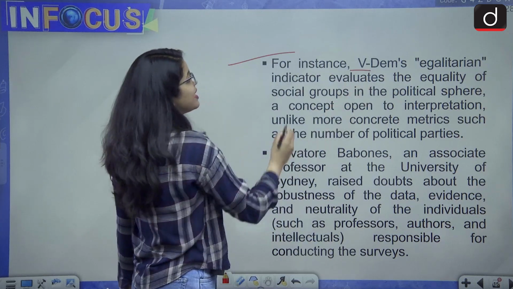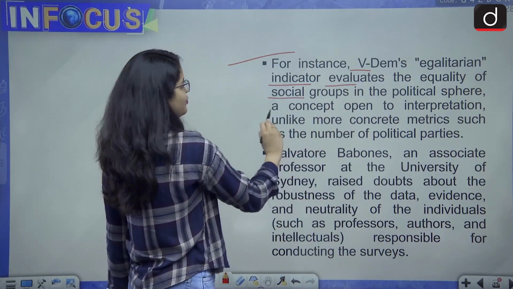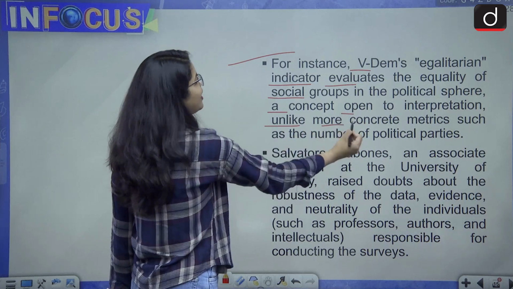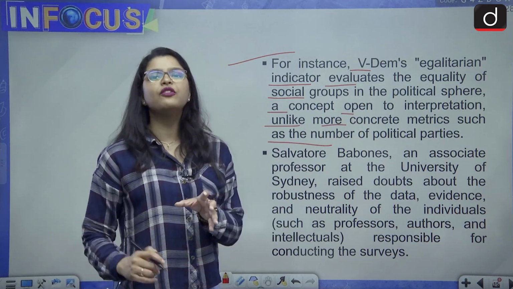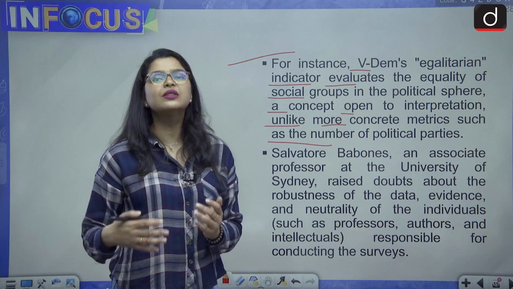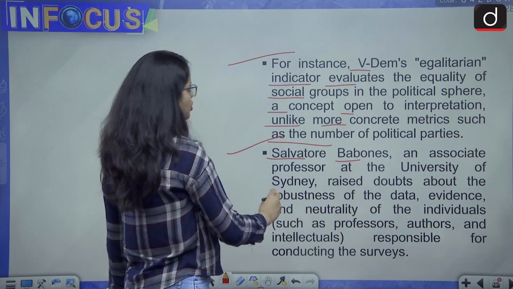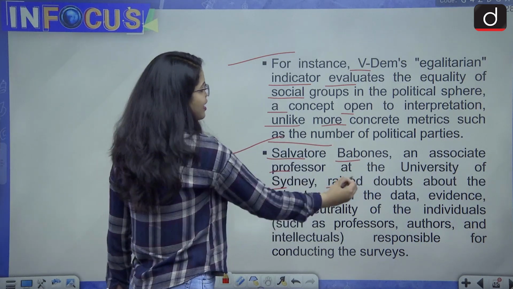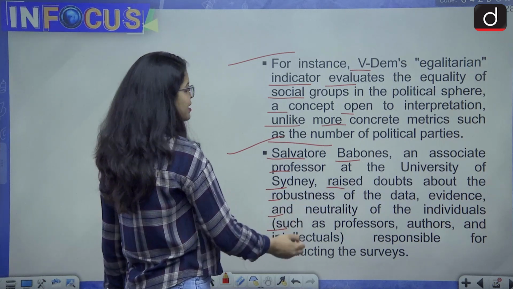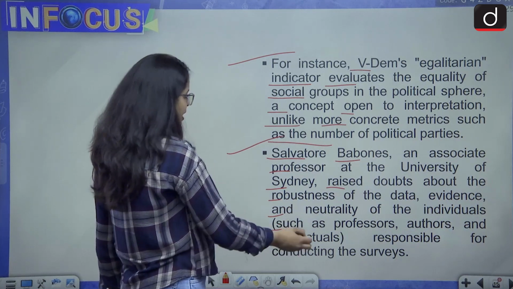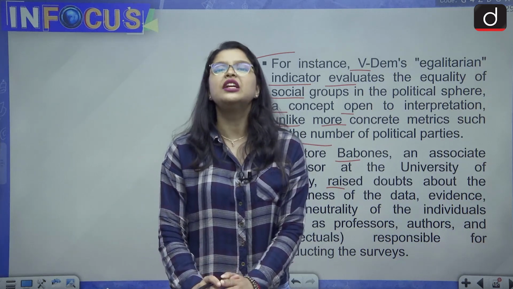if you talk about V-Dem's egalitarian indicator, it evaluates the equality of social groups in the political sphere, a concept open to interpretation unlike more concrete metrics such as the number of political parties. So yes, they have a very vague criteria of measurement, and this is being pointed out time and again. Salvatore Babones, an associate professor at the University of Sydney, raised doubts about the robustness of data, evidence and neutrality of the individuals such as professors, authors and intellectuals responsible for conducting these surveys, and that is why they are often criticized by nations around the globe.